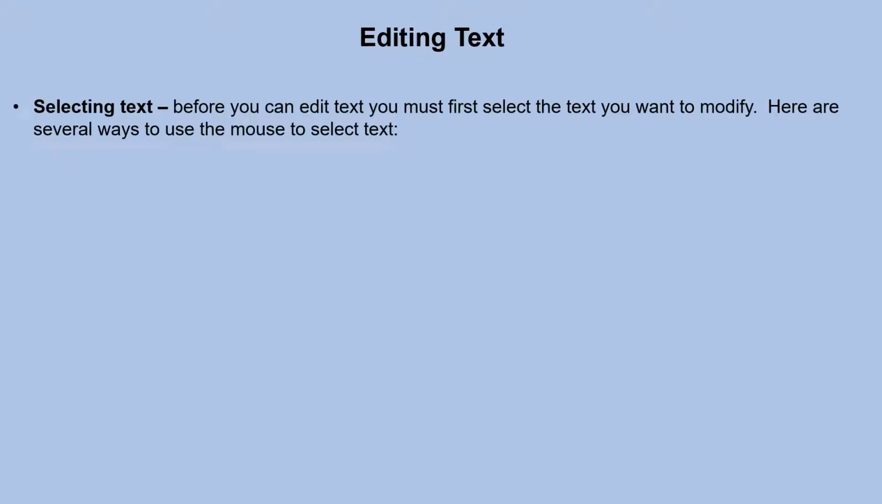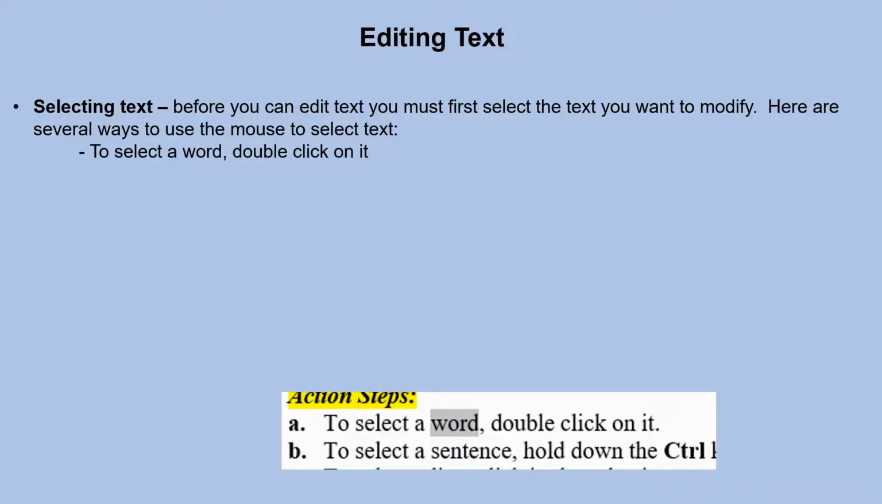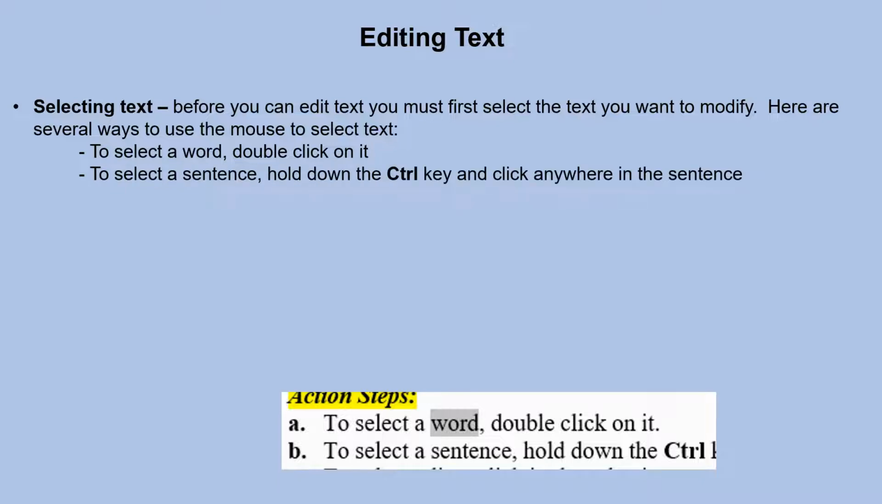You'll often find that you need to edit something in your document. So before you can edit the text, you have to select the text you want to modify. And there are several ways that you can use your mouse to select it. To select a single word, one of the easiest ways is just to double click on that word until it's highlighted.